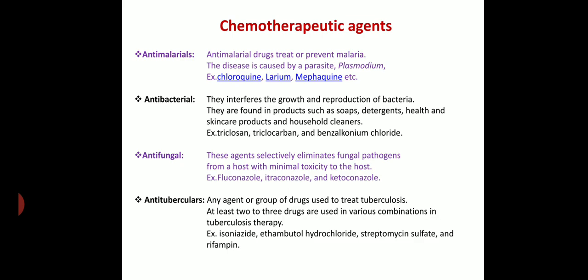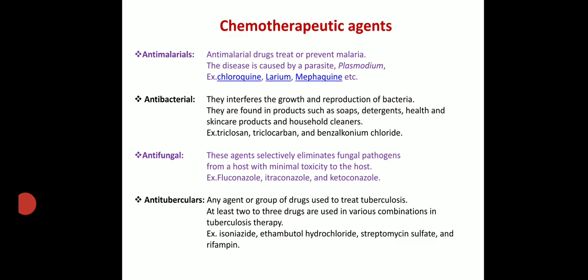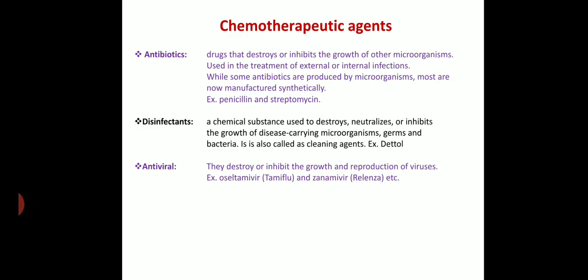Antitubercular agents: any agent or group of drugs used to treat tuberculosis. At least 2 or 3 drugs are used in various combinations in tuberculosis therapy. For example, isoniazid, ethambutol hydrochloride, streptomycin sulfate, and rifampicin. These are used in various combinations in the treatment of tuberculosis.